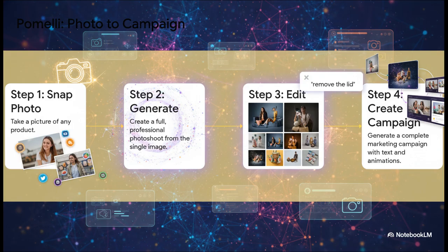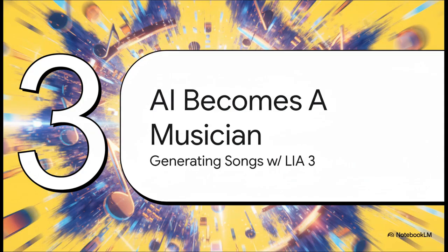I mean, this could save small businesses thousands of dollars on photography. Okay, so we've covered visuals. Now let's pivot to sound. Google has made a really serious move into music generation with a powerful new model they're calling Lyria 3.